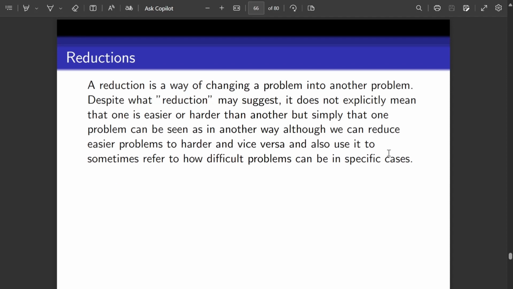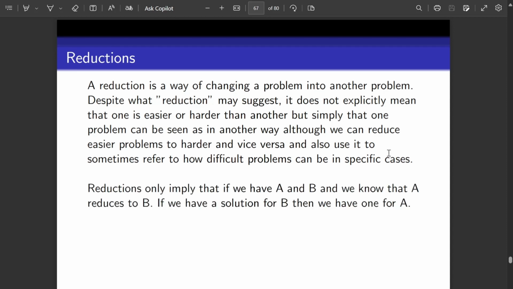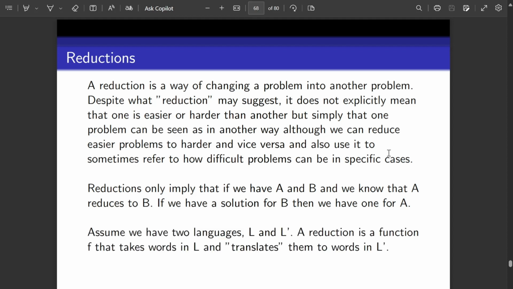So I'll often use A as what's being reduced and B to describe what it's being reduced to. Reductions only imply that if we have A and B, and we know that A reduces to B, if we have a solution for B, then we have one for A. Which is quite useful later on.